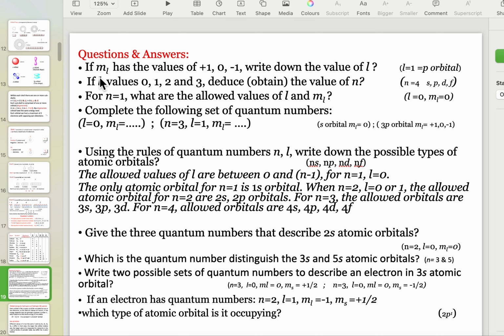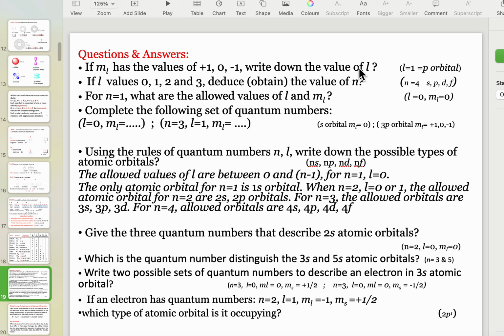Now we can put some questions and answers here. You can stop this video and look into these example questions. If we just take one: if ml, the magnetic angular momentum of the orbital, has the values of +1, 0, -1, write down the value of L. So what is the orbital here?